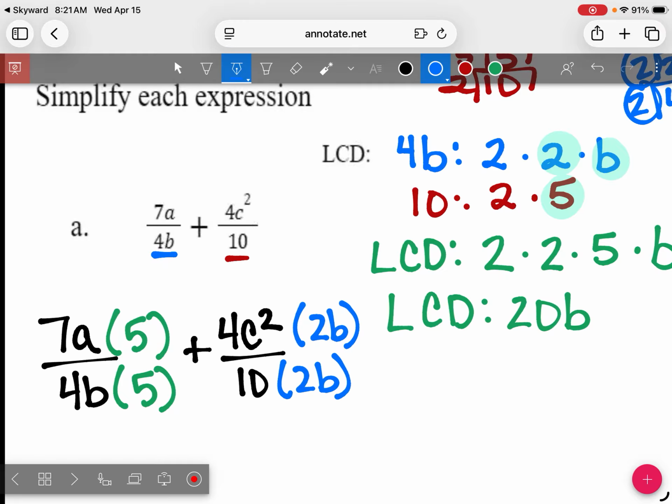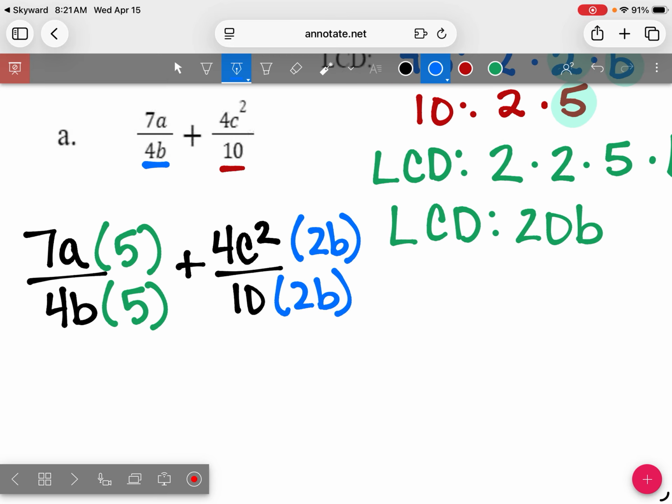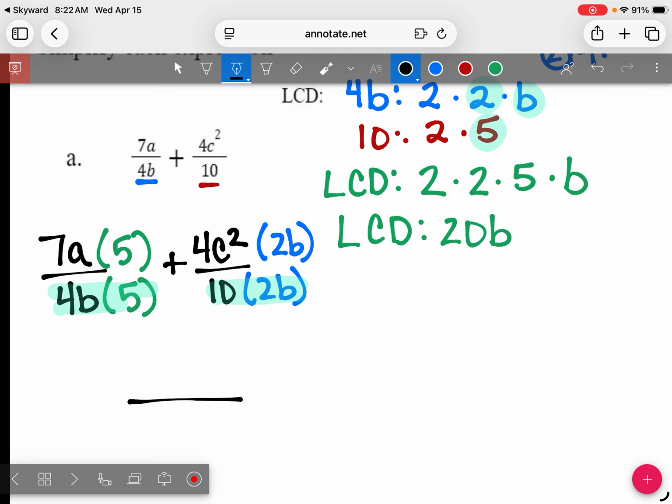Notice that after I bring in my LCD, both of these are the same. Would you agree that 4B times 5 and 10 times 2B are both 20B? Do they both give you 20B? All right, so that's what I want. So my denominator is 20B.